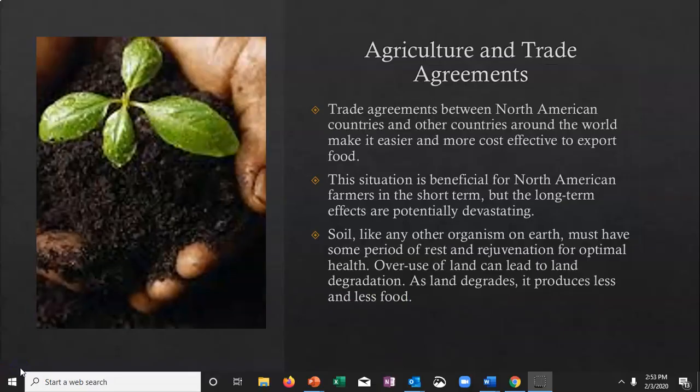The Green Revolution really brought on a period of time where trade was a lot easier between the countries of North America and other countries around the world. Because so much food was being created, it was an economic benefit to be able to send the food other places. So while this helped farmers in North America in the short term, in the long term, the effects of this were really devastating because our soil was being overused, and that led to basically a destruction of the land. So when soil isn't used properly, the land really does suffer.